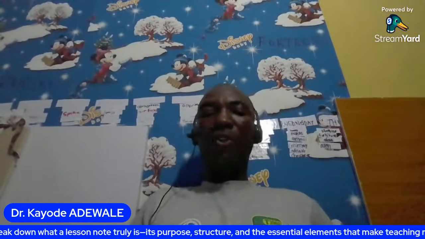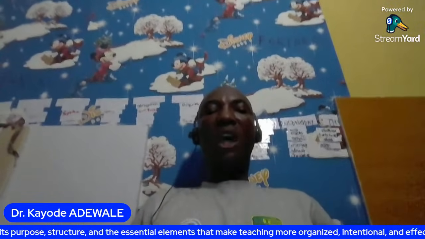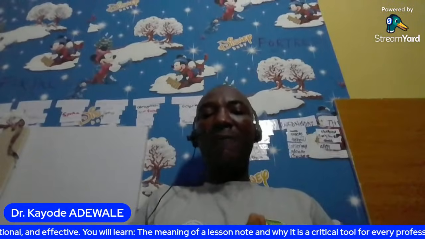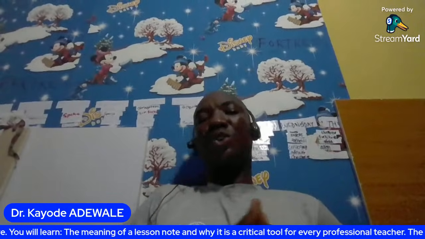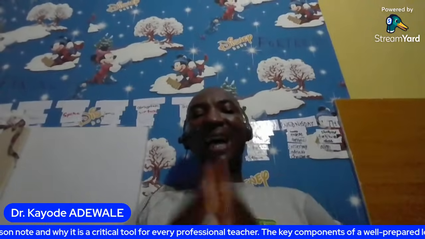Now let's go into instructional objective. When we talk about instructional objective, this states what the teacher intends learners to achieve by the end of the lesson. What the learner intends to achieve by the end of the lesson. That is your instructional objective. They must be clear, measurable, and learner-centered.